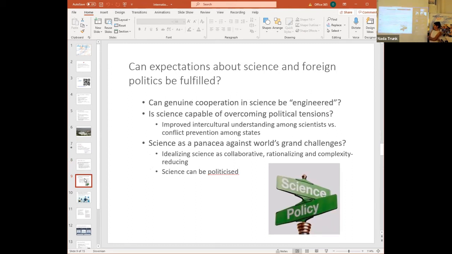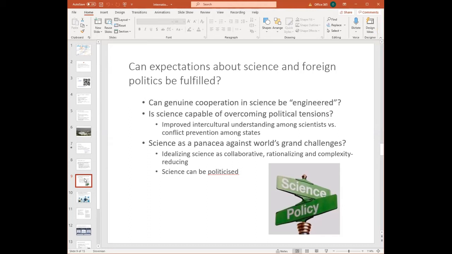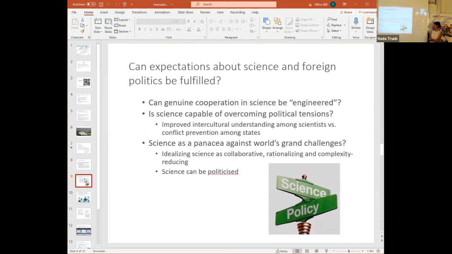But again, this hasn't been without critiques, and I wanted to spell these critiques out. Basically, they all relate to the question and dilemma about whether science and foreign politics can interrelate in such a way as to fulfill these ambitious expectations. First of all, it's quite difficult to think how really genuine cooperation in science can be engineered. We can ask people to mingle, but we can't force them to produce excellent science, at least science that will have an impact on international relations.